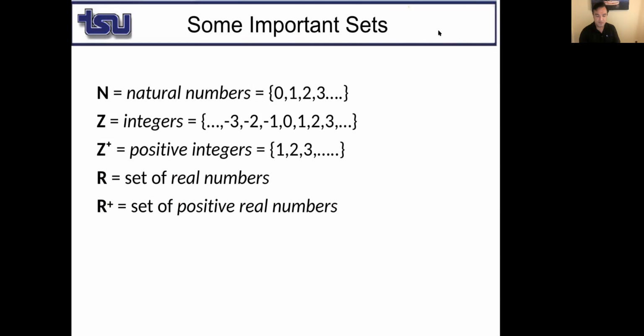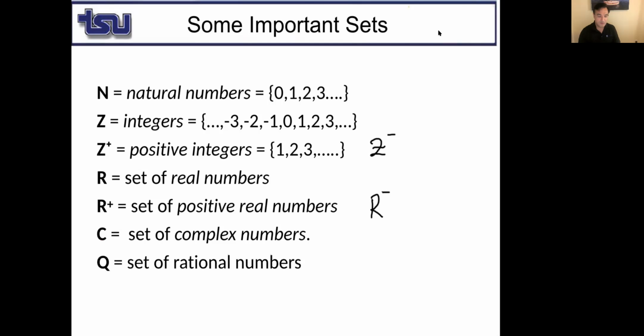Of course, if Z plus is positive integers, Z minus is what? Negative integers, the set of negative integers. Or we can have it like this, the set of negative real numbers, okay? And C is the set of complex numbers. Some of you may not know what a complex number is, but that represents the set of complex numbers. And then we have Q. Q is the set of rational numbers, okay?